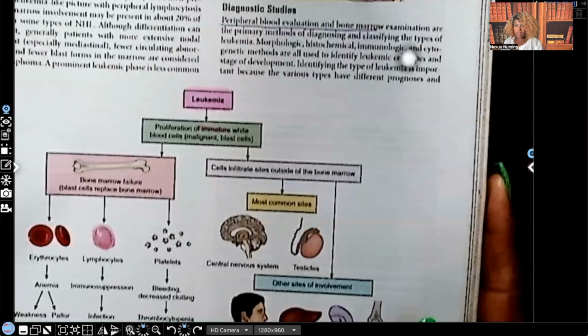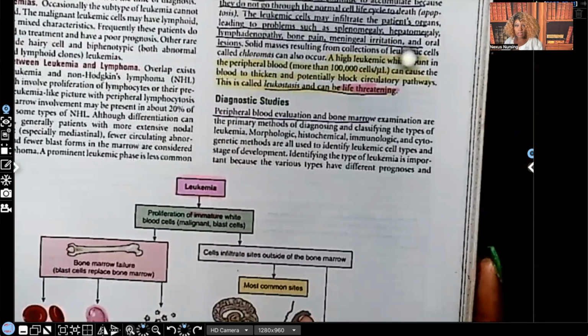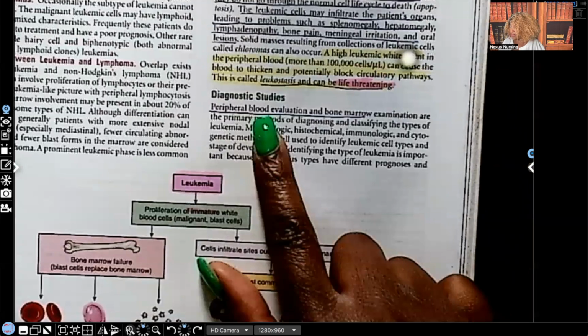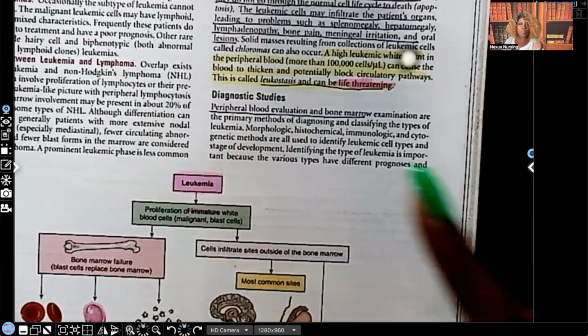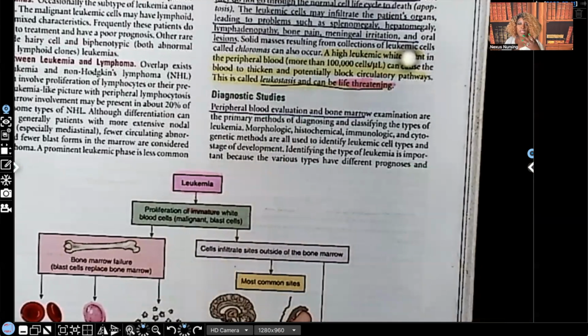All right, diagnostic studies, peripheral blood evaluation, and bone marrow examinations. Okay, those are the primary methods used for diagnosing and classifying the types of leukemia. Okay, peripheral blood smear and bone marrow evaluation.